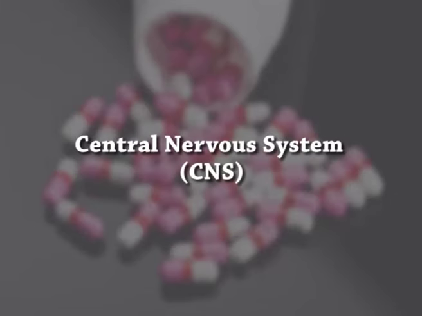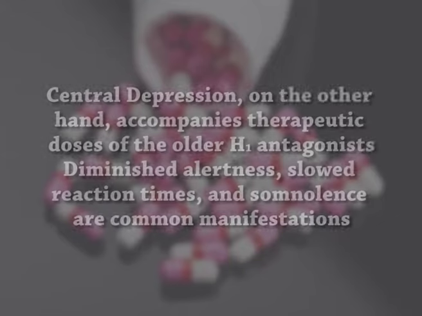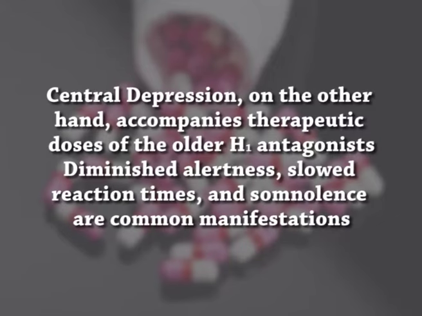Fifth effect is on the CNS, that is, the central nervous system. The first generation H1 antagonists can both stimulate and depress the CNS. Stimulation occasionally is encountered in patients given conventional doses who become restless, nervous and unable to sleep. Central excitation is a striking feature of overdose, which commonly results in convulsions, particularly in infants.